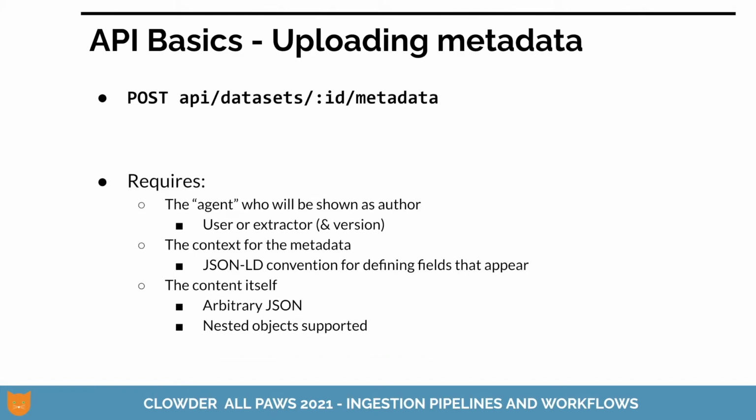Just to go into a little bit more detail about uploading metadata, there are a few requirements. In the JSON content that you send to this endpoint, you need to provide an agent who's going to be shown as the author for the metadata that is uploaded. This basically means that it will appear in the Clowder GUI that a user or an extractor created that metadata. So depending on how you want that to be displayed, you can control this through the agent field. There's a context for the metadata. This is a JSON-LD, JSON linked data concept. It allows you to define meaning for the fields that you're providing in your metadata. And then there's the JSON content itself, which can be an arbitrary JSON object, and of course, you can nest objects inside there as well.